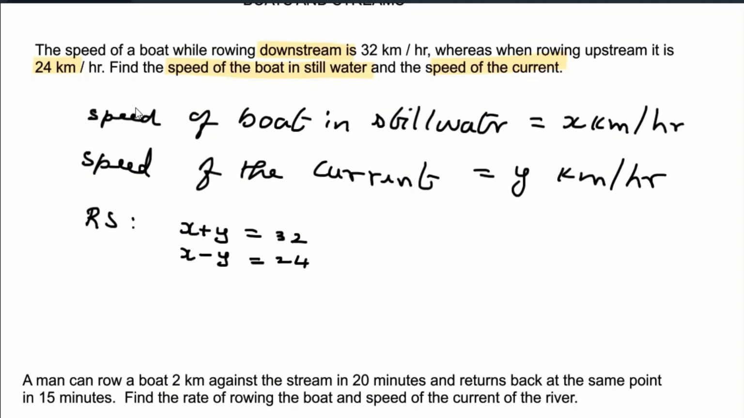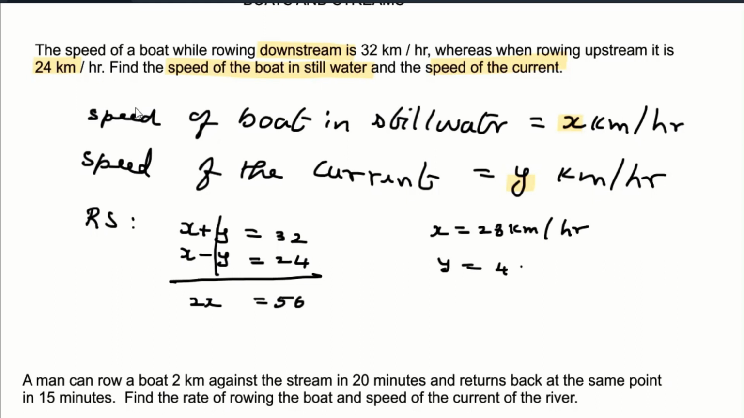Now he is asking me to find x and y. So here two variables are missing. Obviously I should get a pair of linear equations. Adding these two, I get 2x is equal to 56, or x is equal to 28 kilometers per hour. Similarly, when I substitute 28 here, 28 plus y is 32. Therefore, y is 4 kilometers per hour. This is the answer. What you have asked for, I have found.